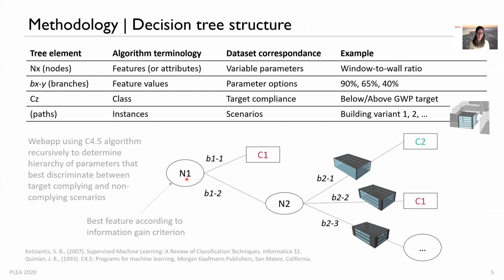So we will have different nodes which correspond here to our variable parameters, for instance, window to wall ratio. And we have different branches which are the different possible options that we have previously defined for each of our parameters. For instance, for the window to wall ratio, we have 3 possible options. And so these will be our branches. And then we have, in the end, the classification of the scenario. In this case, the classification corresponds to whether or not we are above or below a given GWP target that we previously imposed or defined.